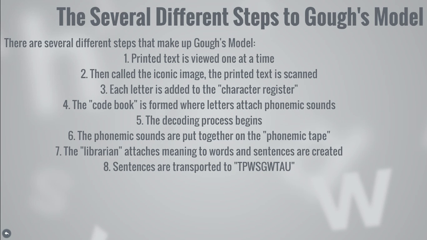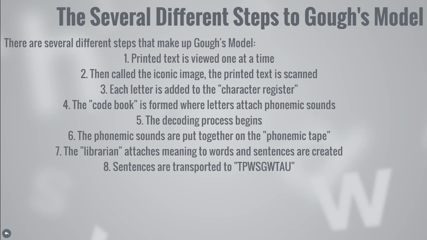It's the code book, where letters attach their phonemic sound. So we know A says ah, B says buh. It's very easy when it goes to the code book. Then the decoding process begins. Students are putting together, okay, what is this? What specifically makes this the word? Then step 6, the phonemic sounds are put together on the phonemic tape. So that's where we actually start putting the word together and trying to form what the word sounds like.